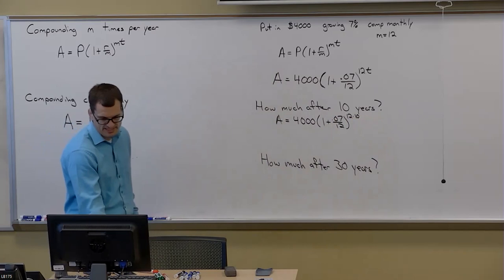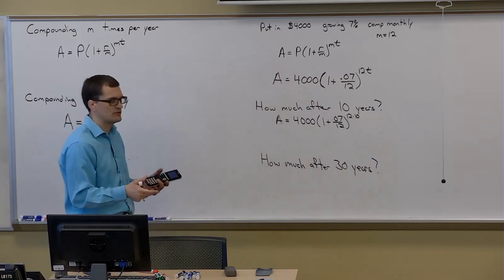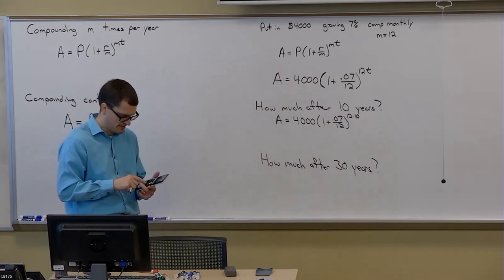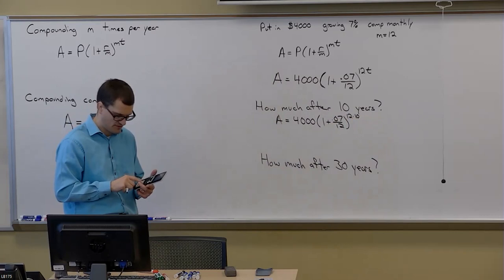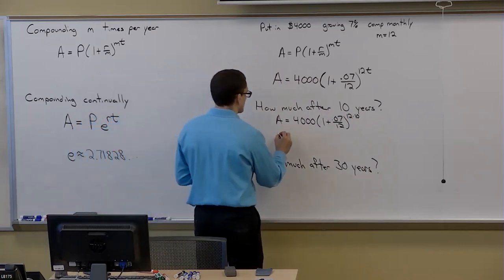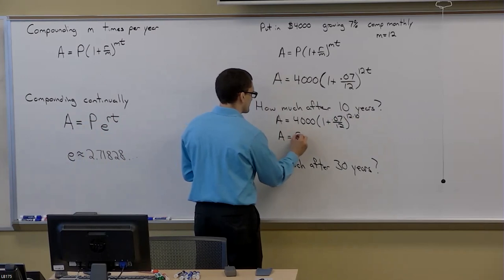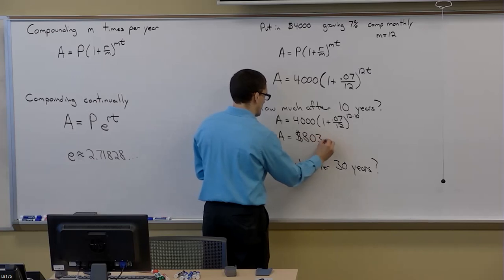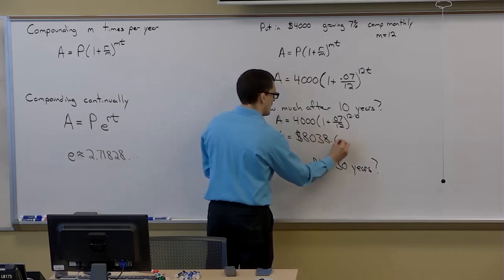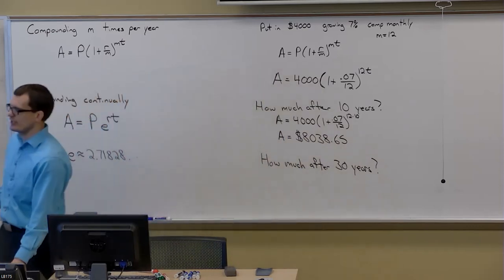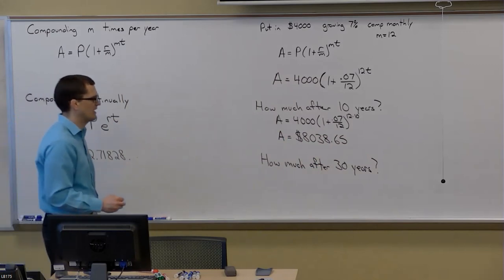When I type that into my calculator, often I'll say 12 times 10 is 120. We dealt with that earlier in the semester. So I'm just going to put in 1 plus 0.07 divided by 12 to the 120th power. And because we're talking about money, we'll round this to 2 decimal places like we normally would. $8,038.65.